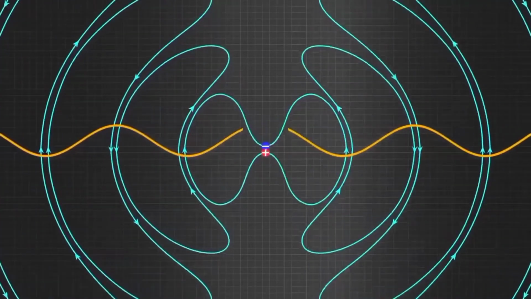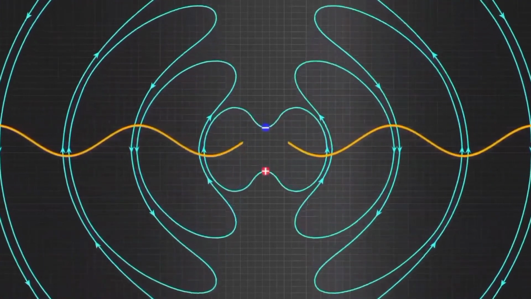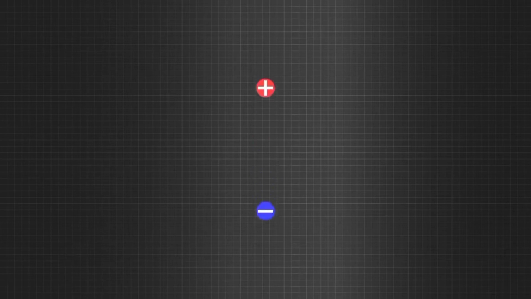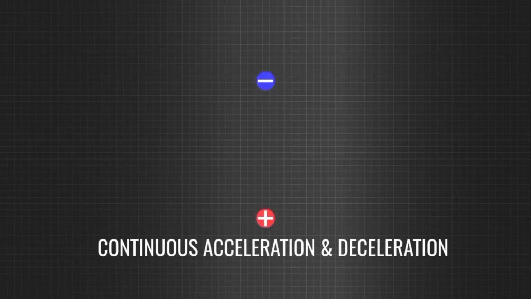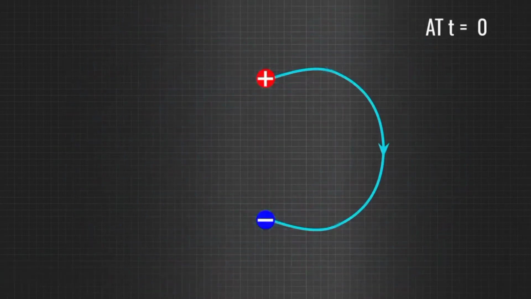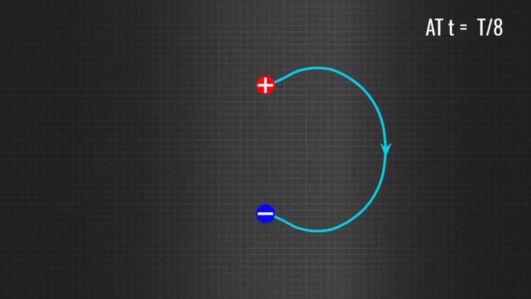Before getting into the electromagnetics, let's understand how velocity and acceleration vary in this simple case. It is clear that at both ends the velocities should be zero, and in the middle the velocity should be at the maximum. This means that this is a case of continuous acceleration and deceleration. The electric field pattern is drawn here when the charges are far apart and when the velocity is zero. In order to have a better understanding, let's examine one of the electric field lines. Let's observe the electric field line at T by 8.